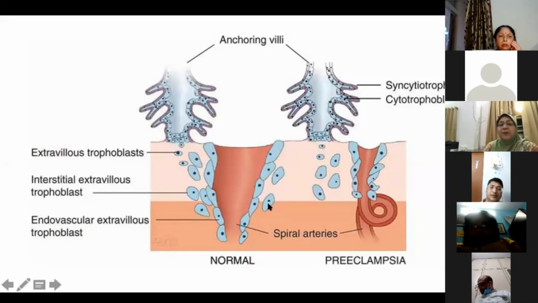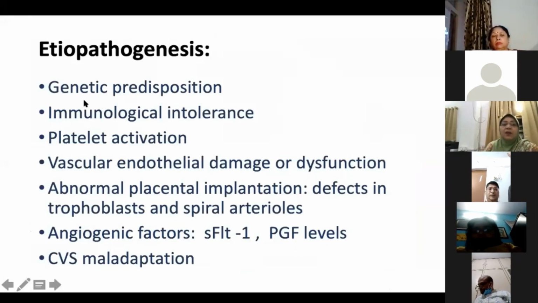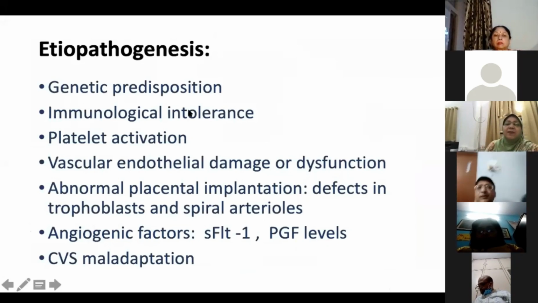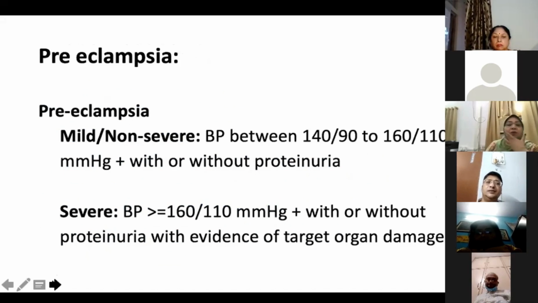So instead of large placental villi floating into the vessel walls, into the sinuses, you have a very tightly closed vessel here, which is there in preeclampsia and which is causing a hypoperfused placenta. So genetic I talked about, I told you there is immunological intolerance. Some people say there is some platelet activation. There's vascular endothelial damage. We already talked about that. There's an abnormal placental implantation. And then there is release of certain angiogenic factors and cardiovascular maladaptation to pregnancy, which lead to all this.